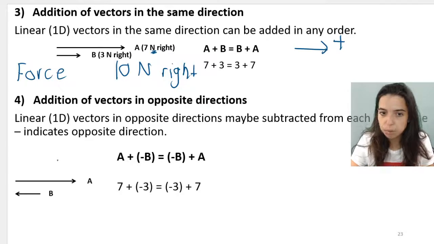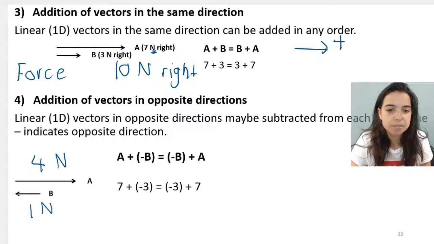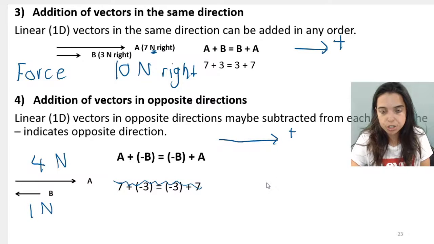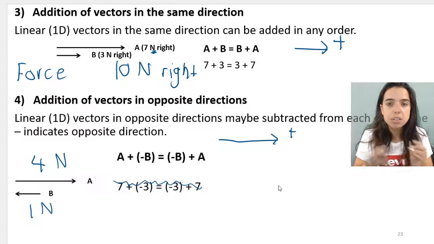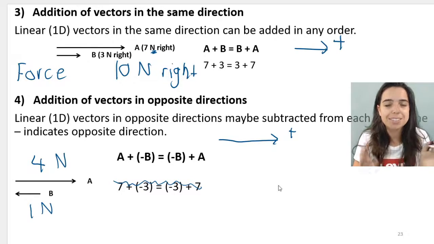Let's look at this example. Let's say vector A has a magnitude of 4 newtons to the right. You can see it's pointing to the right. And vector B has a magnitude of 1 newton and a direction to the left. You can see it's pointing to the left. Over here we're using 7 and 3, let's just ignore that for a second. Let's say I choose the right as my positive direction. So to the right is positive. This is arbitrary. What I mean by that is you can choose the left as positive. You'll get the same answer.